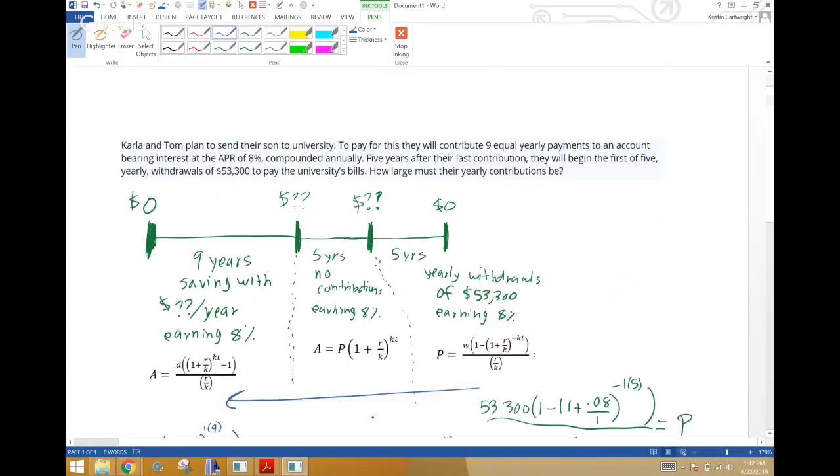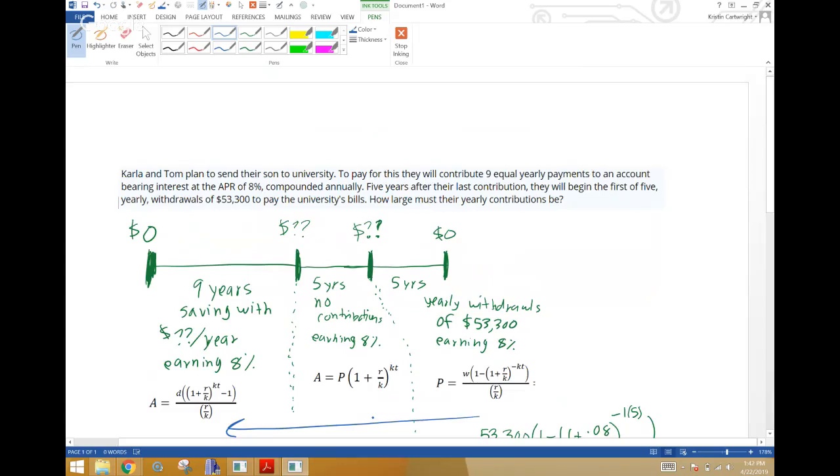It says Carla and Tom plan to send their son to university. To pay for this, they will contribute 9 equal yearly payments to an account bearing interest at the APR of 8% compounded annually. 5 years after their last contribution, they will begin the first of 5 yearly withdrawals of $53,300 to pay for the university bills. How large must their yearly contributions be?